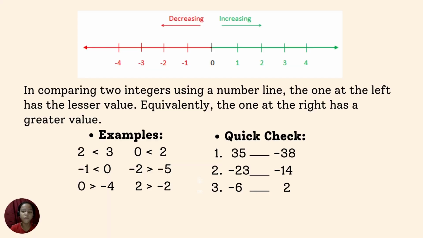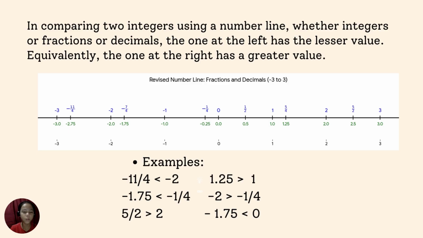Let us find out the answer. Number 1. What is the answer? Very good. Greater than. Number 2. Less than. How about number 3? Very good. Less than. In comparing two integers using a number line, with integers or fractions or decimals, the one at the left has the lesser value, equivalently the one at the right has a greater value. For example, negative 11 over 4 is less than negative 2.